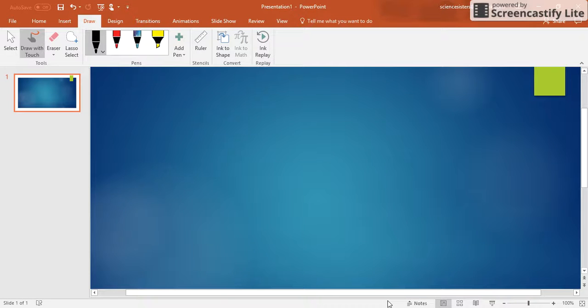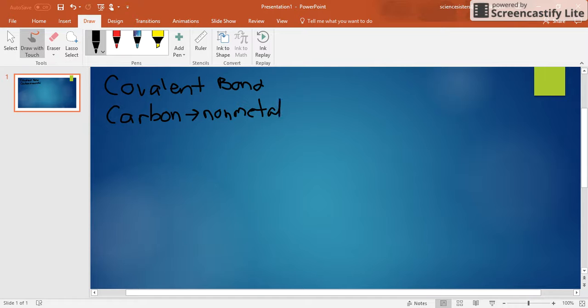Okay, now we're going to talk about covalent bonds. So we're going to look at the example that is in your packet. We're working with carbon, which is on the right-hand side of the periodic table, which makes it a non-metal. And I'm not really used to writing with a stylus, so you'll have to excuse my handwriting.